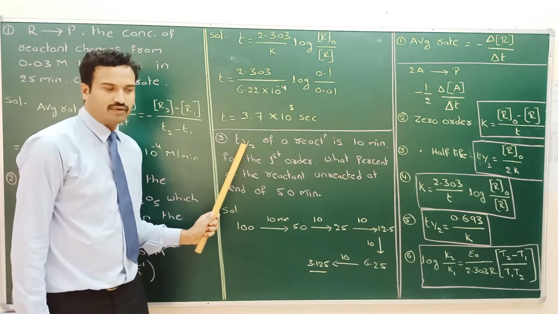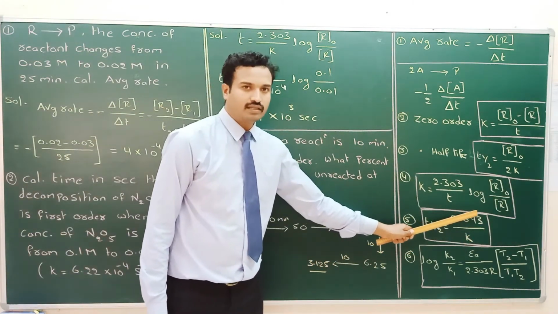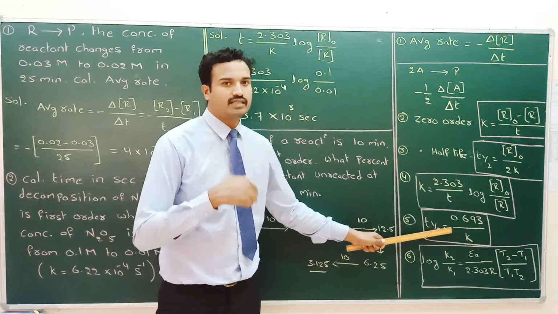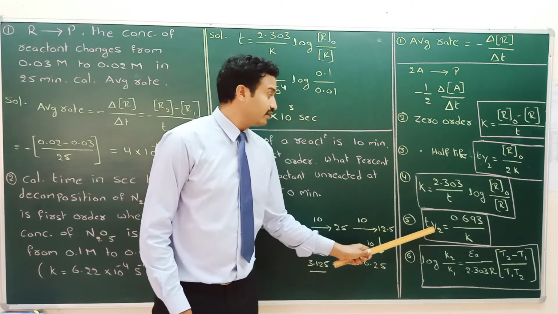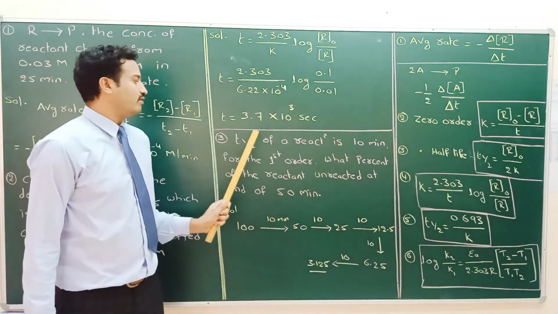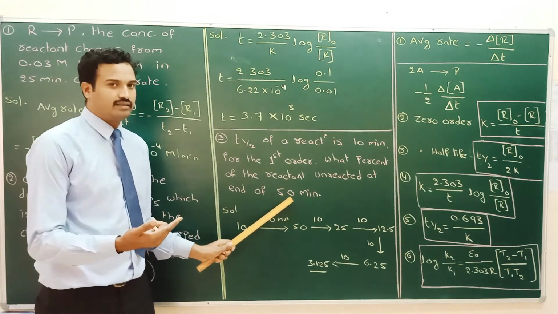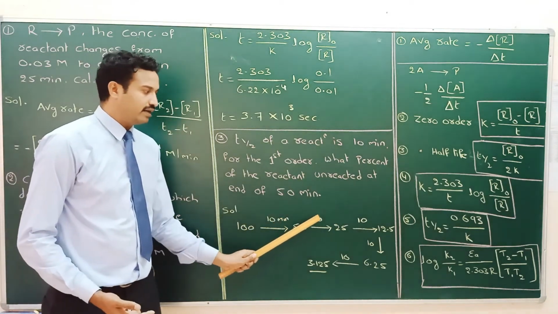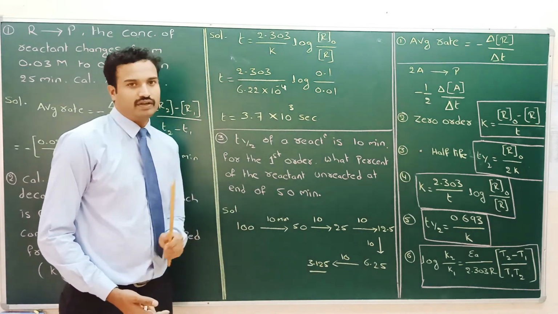Related to first order half life. First order half life is constant. So first order half life is independent of concentration of reactant. But here the t-half value is given, and the time is 50 minutes. So 10, 10, third time, fourth time, fifth time. The unreacted value we need to calculate.